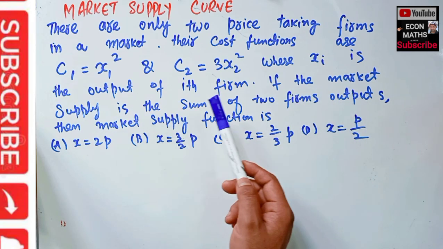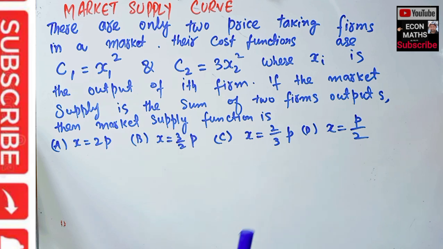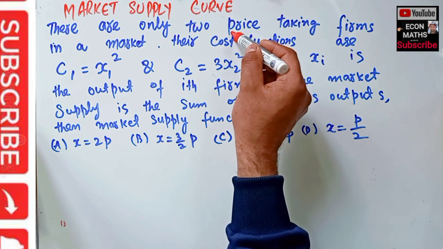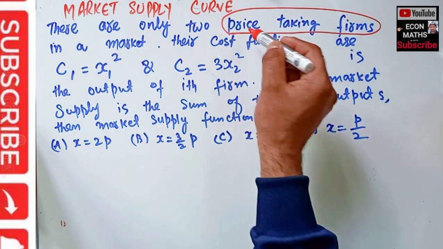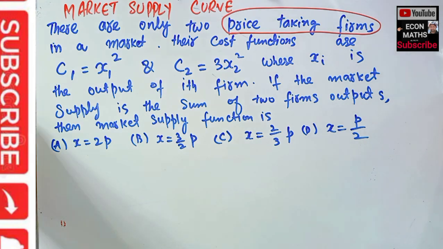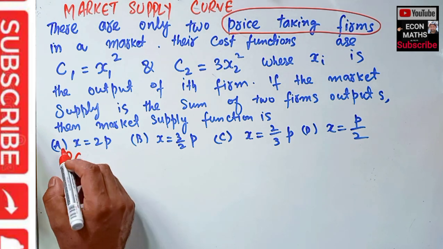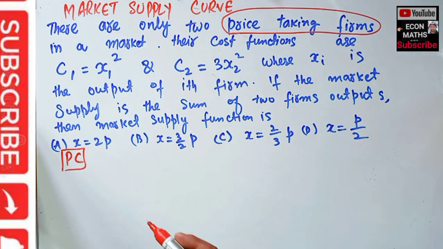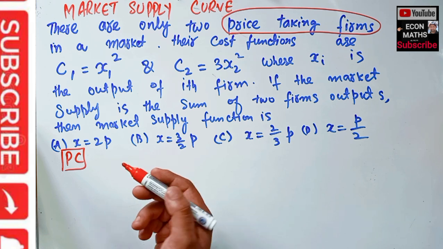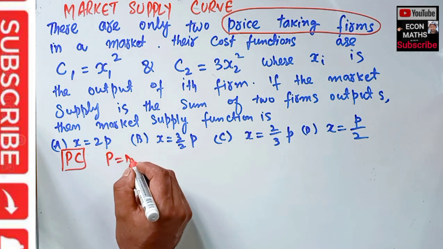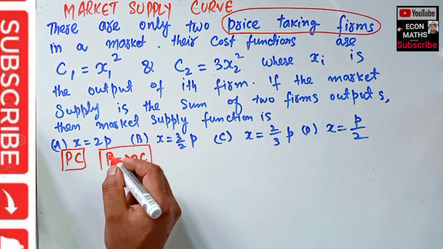If the market supply is the sum of the two firms' outputs, we need to find the market supply function. Basically, we are told we have price-taking firms. That means it is a case of a perfectly competitive market. In a perfectly competitive market, we know that we equate price with marginal cost. Simple thing. Let's first find out.